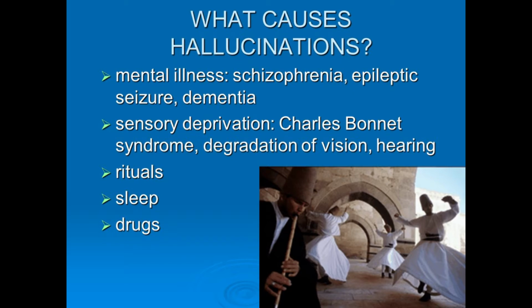So Charles Bonnet syndrome is a kind of blindness where you lose your visual input, and you start producing hallucinations as a result of that particular loss. Degradation of vision and hearing can also cause different kinds of hallucinations. Some of our Sacks stories have talked about that, and we'll talk about the ways in which sensory deprivation causes kinds of hallucinations.